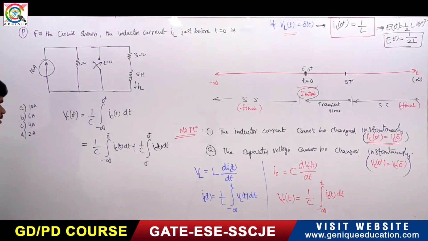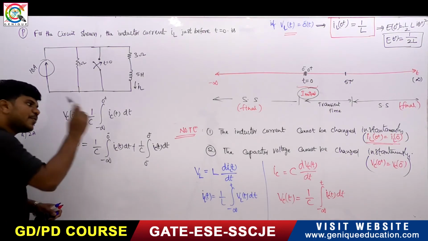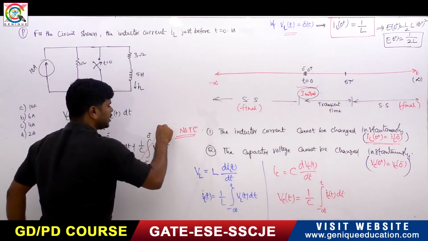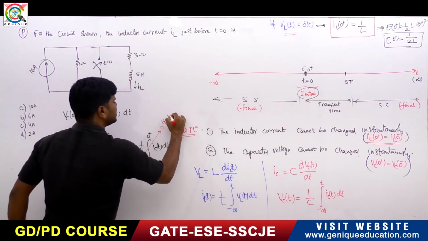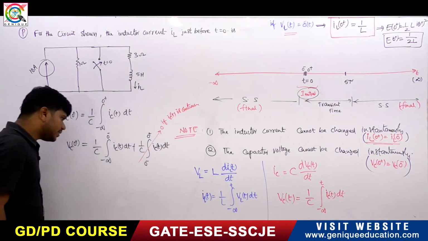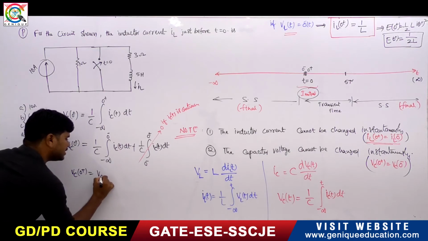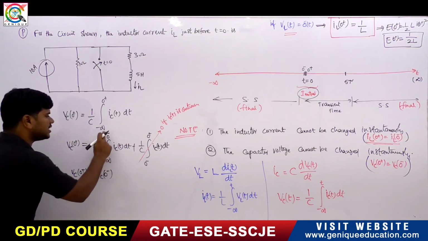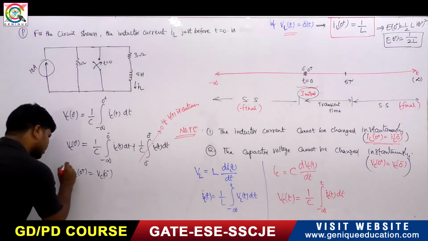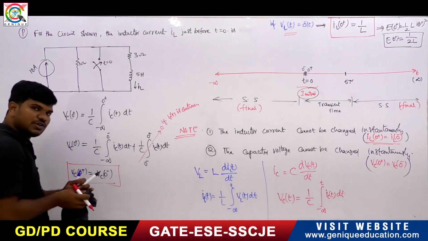This is the point you have to understand. Suppose IC of t is a continuous function, then this integration will be 0. So from this, what we can write? Vc of 0 plus is equal to Vc of 0 minus, because 1 by c integral minus infinity to 0 minus IC of t dt is called the Vc of 0 minus. So Vc of 0 plus is equal to Vc of 0 minus.